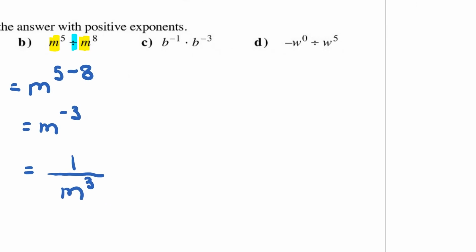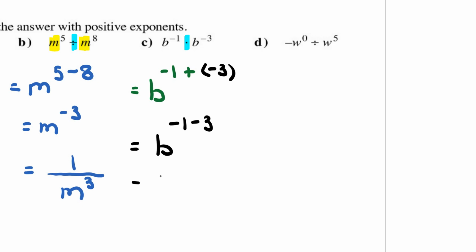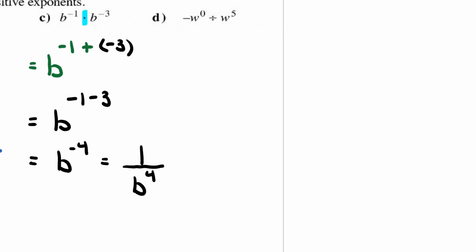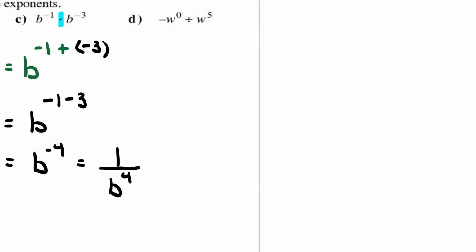Moving on to letter C, this time we're multiplying, and if we're multiplying and if the bases are the same, we are adding the powers. So negative 1 plus negative 3. So this is b to the power of negative 1 minus 3, which is b to the power of negative 4. And when you have a negative power, that's just written as 1 over b to the power of positive 4.